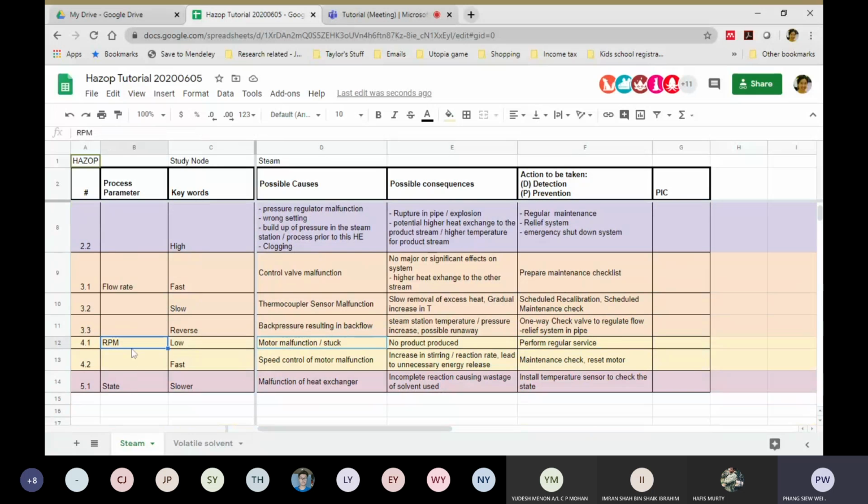RPM, this is an interesting one. What is this RPM for? Actually, I'm not so sure. I don't understand the RPM, but okay, who put it there?